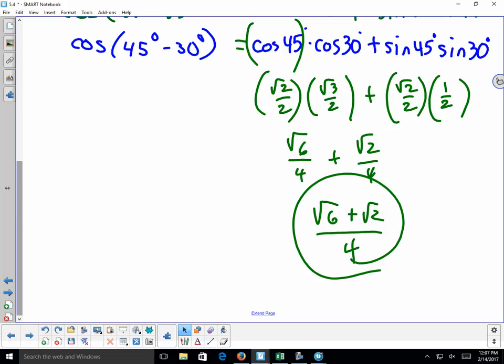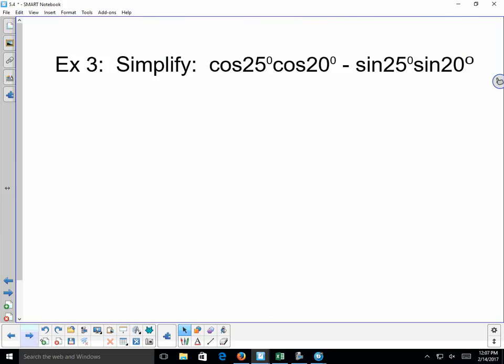Okay. Let's take a look at number 3. For number 3, it says simplify cosine of 25 degrees times cosine of 20 degrees minus sine of 25 degrees sine of 20 degrees. I'm asking you now to kind of go backwards and say this part here looks like the right side of one of those 4 sum or difference ones. Which one does it match up with? It kind of fits the pattern for one of those 4. Which one does it fit the pattern for?